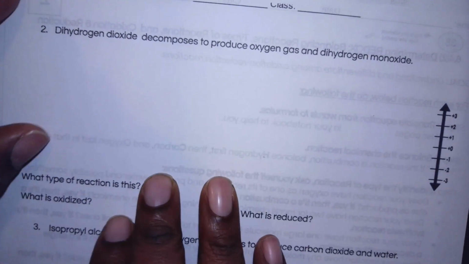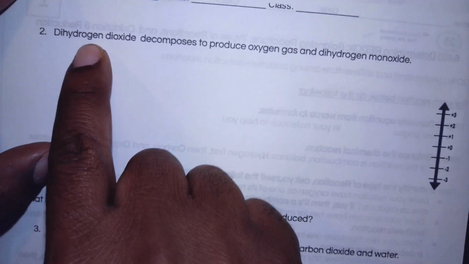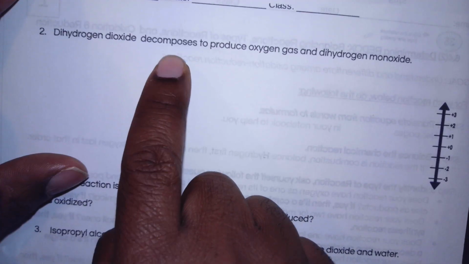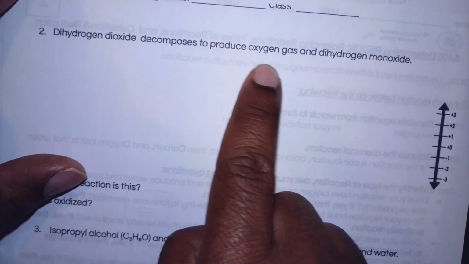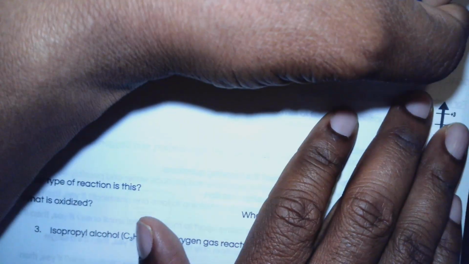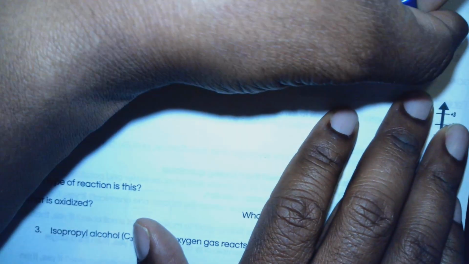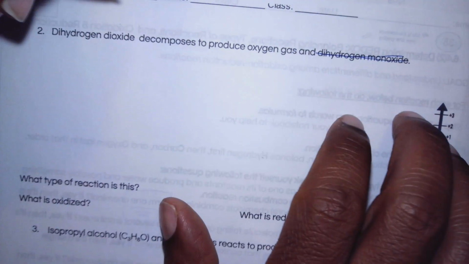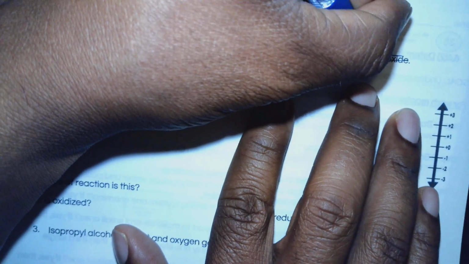All right. So this one's number 2. The hydrogen dioxide decomposes to produce oxygen gas and the hydrogen monoxide. This actually was a mistake. In class, I shortened this to hydrogen gas.